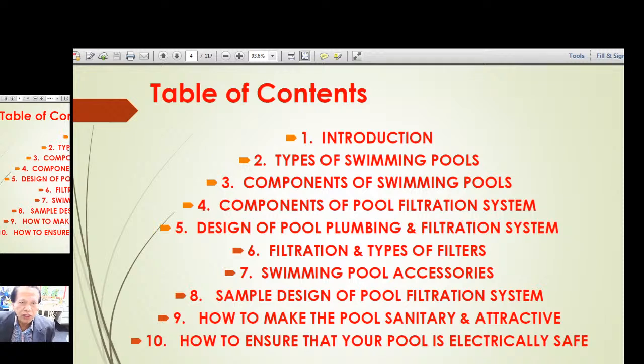So our presentation includes this table of contents. We have introduction, then number 2 is the types of swimming pools, number 3 is the components of swimming pools, number 4 is the components of pool filtration system, number 5 is the design of the pool plumbing and filtration system, number 6 is the filtration and types of filters. Number 7 is the swimming pool accessories. Number 8 is the sample design of pool filtration system. Number 9 is how to make the pool sanitary and attractive. And number 10, how to ensure that your pool is electrically safe.